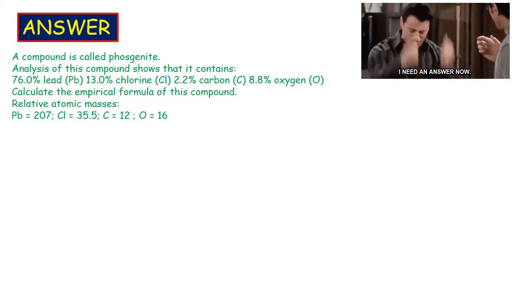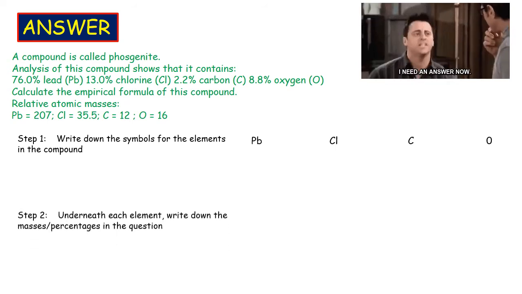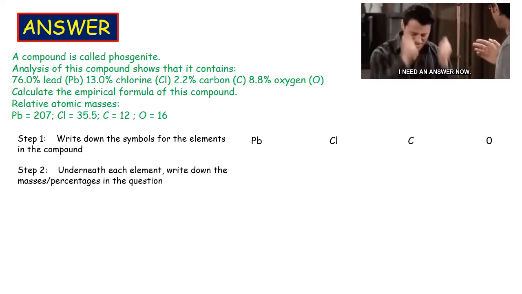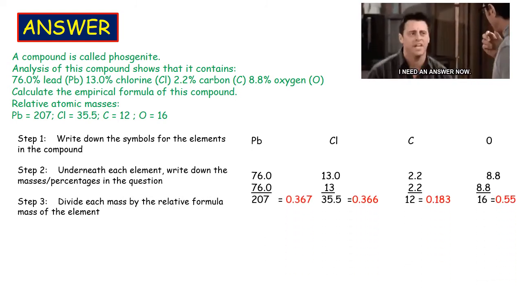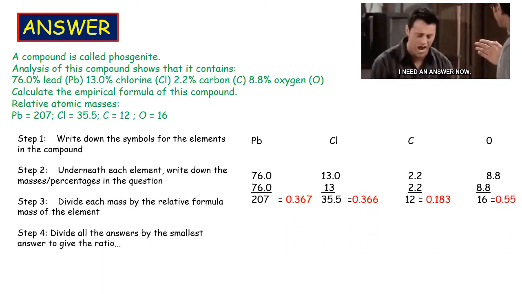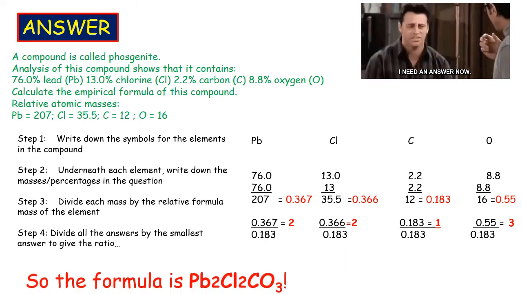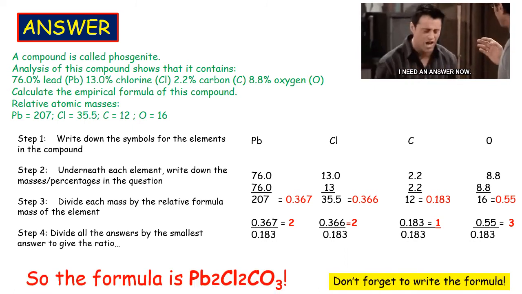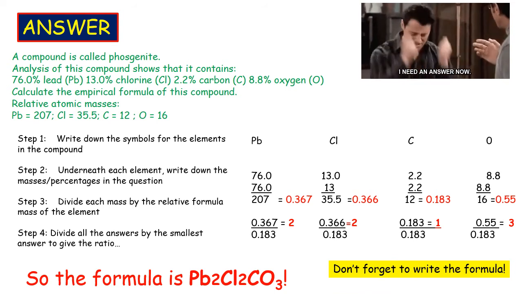So let's go through the answer. Step 1, write down the symbols. Step 2, write down the percentages. Step 3, divide them by the relative formula mass. Then we're going to divide by the smallest, in this case that's 0.183, and that gives us the ratio and the formula then, Pb2Cl2CO3.